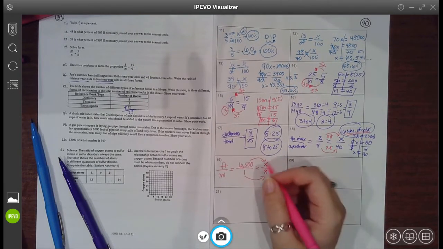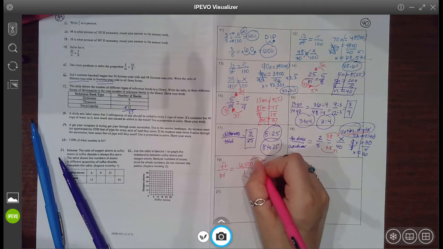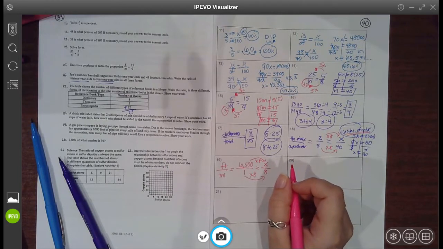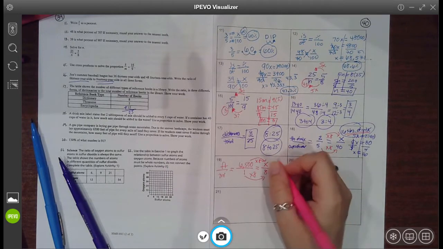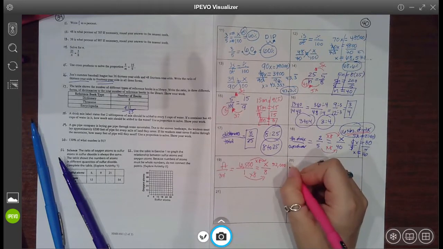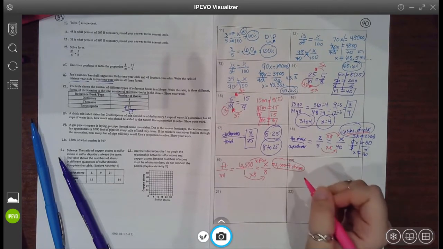Okay, so go towards your unknown. Can I do that shortcut? Well, yeah, because 1 times what is 8? 8. So do 6,500 times 8. Type that into your calculator for sure. And 6,500 times 8 is 52,000. So that's 52,000 feet of pipe that they're going to have to lay to cover 8 miles of land.